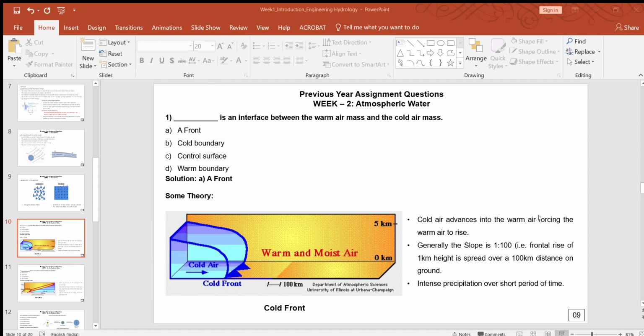This particular front has a slope of 1:100, which means for every 1 kilometer rise of the warm air, the horizontal distance will be approximately 100 kilometers on the ground. So which means that your precipitation is concentrated in a very small area, but the amount of precipitation it produces is huge.